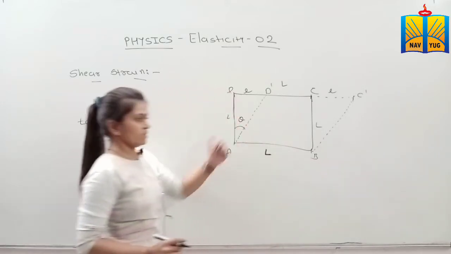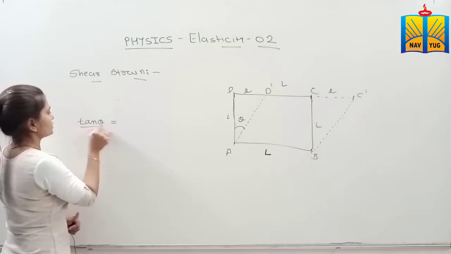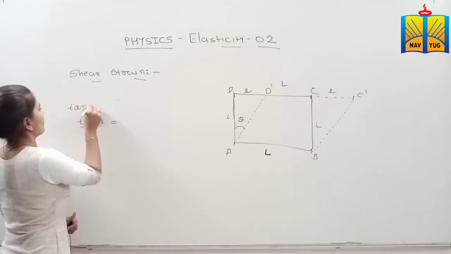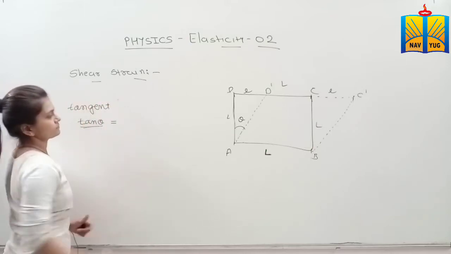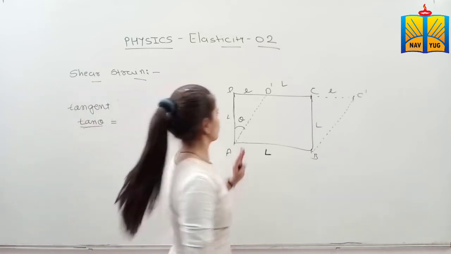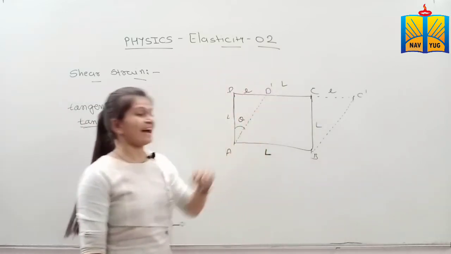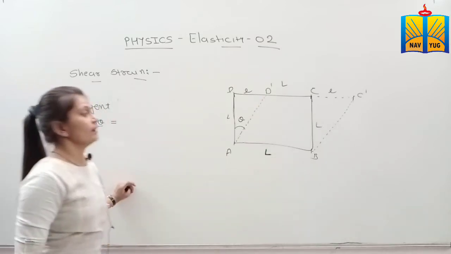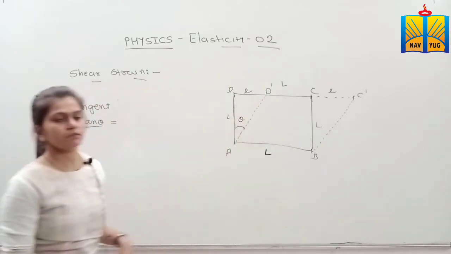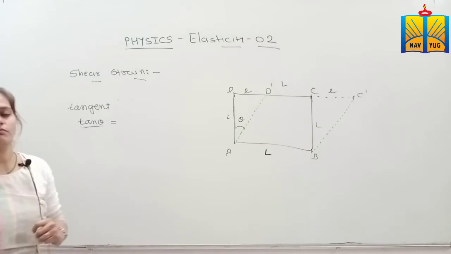Suppose here is a theta. If we want to find tan theta, we need to find the tangent of this. We want to find the shear strain, meaning the change between these two, that is this one, right? That means we need to find this line. Okay, now to find this line, what do we do? Here we need to take a tangent. Tangent means tan theta.